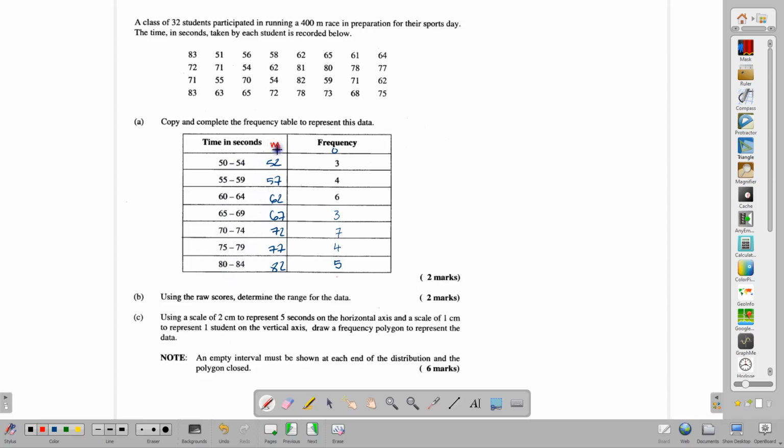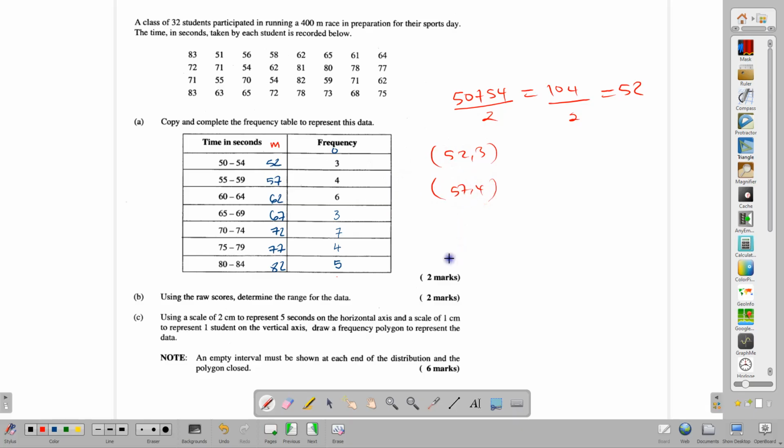These are the midpoints. How you find the midpoint again is that you take the two limits that you have there. So you take the 50 plus the 54, you add them and divide by 2, that gives you 104. And 104 divided by 2 gives you 52. So that's how we find our midpoint. And we continue to find all the midpoints of each group. Now, once you have your midpoints and you have your frequency, then these are the points that we're going to use, 52 to 3, 57 to 4, etc.